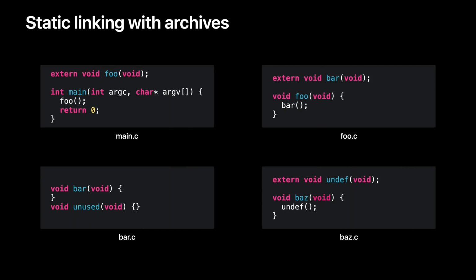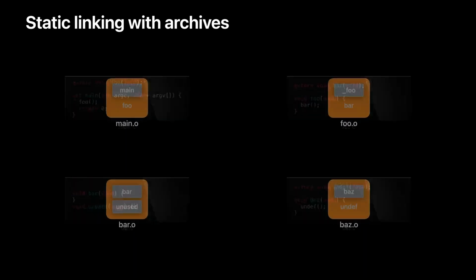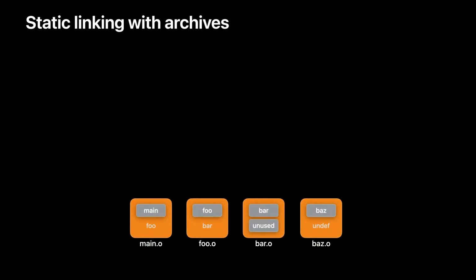Now, we compile each to its own .o file. You'll see foo, bar, and undef don't have gray boxes because they are undefined. That is a use of a symbol and not a definition. Now, let's say you decide to combine bar.o and baz.o into a static library.